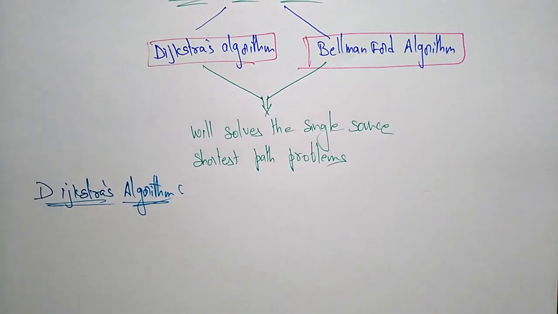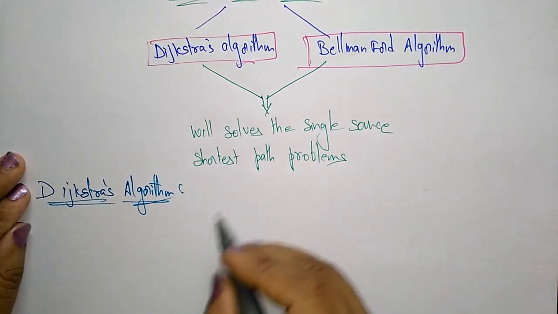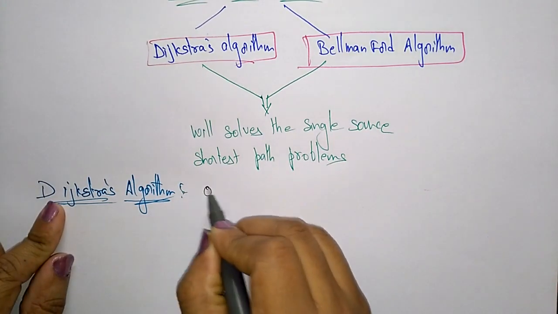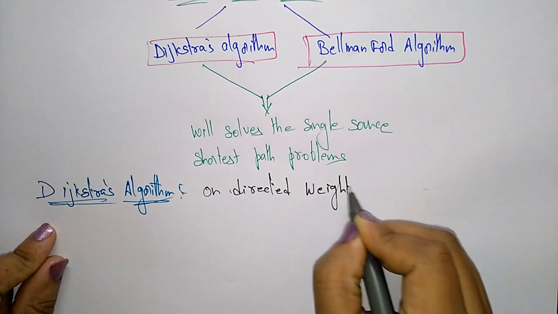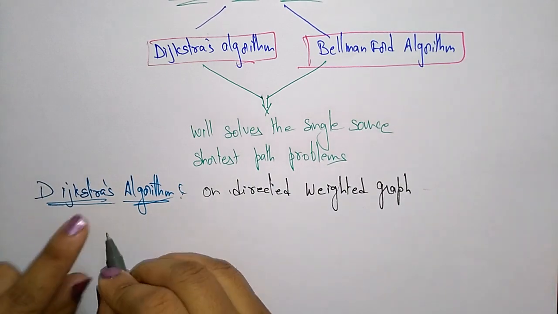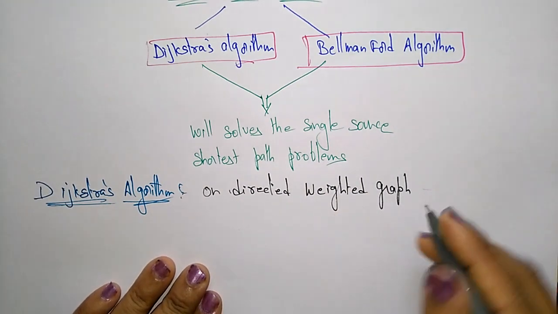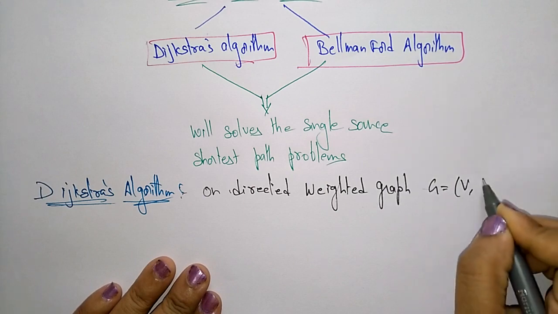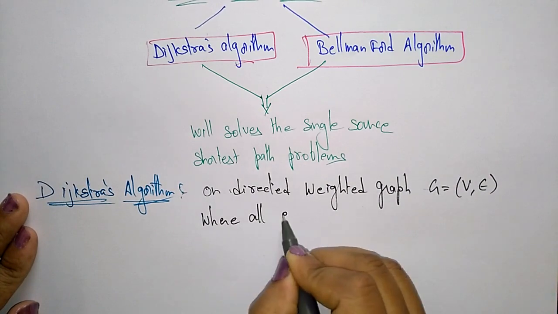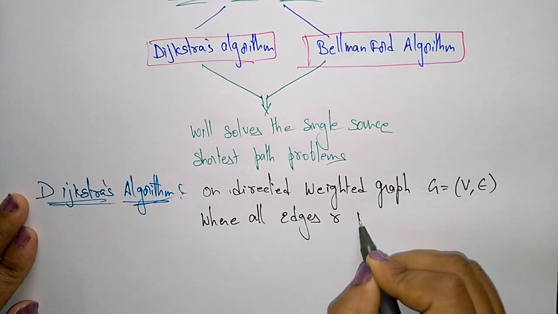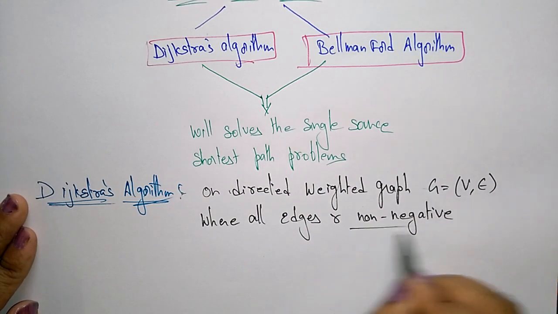This Dijkstra algorithm solves single source shortest path problems on a directed weighted graph. The one thing you have to note is that Dijkstra algorithm is completely based on a directed weighted graph G consisting of vertices and edges, where all edges are non-negative. Whatever edges are present in the Dijkstra algorithm should be non-negative.